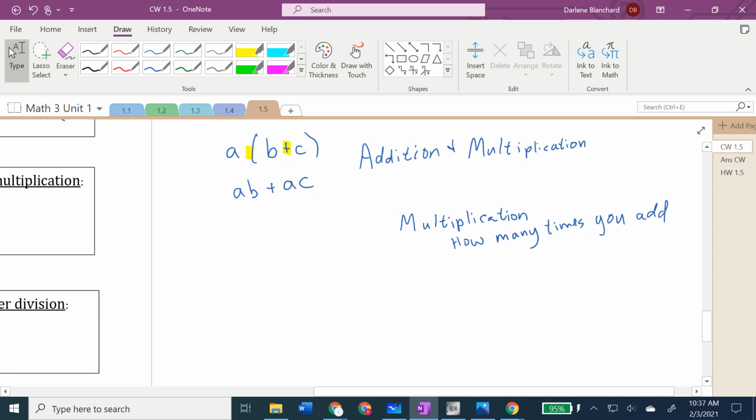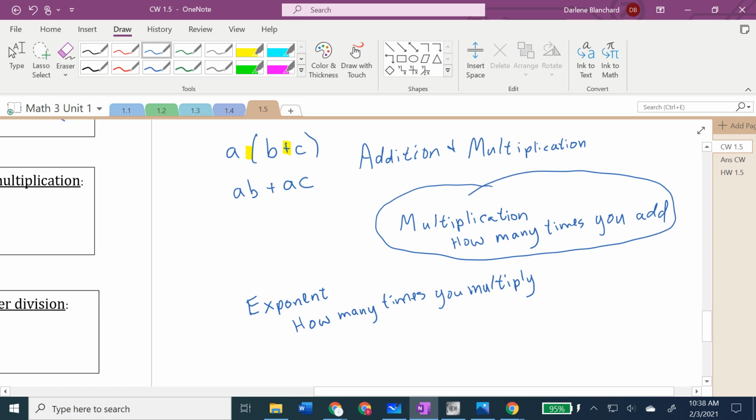Now, what is the relationship of multiplication and an exponent? An exponent is how many times you multiply the same number. So I want you to understand the distributive property of multiplication over addition works because of this relationship. Then likewise, there is a distributive property for exponents over multiplication.